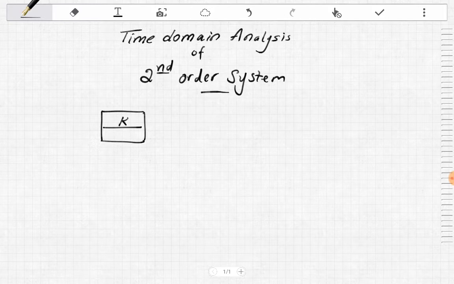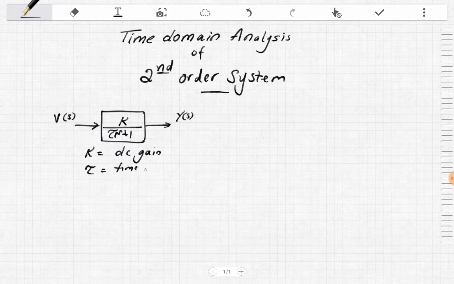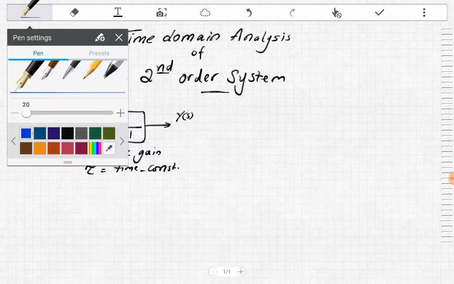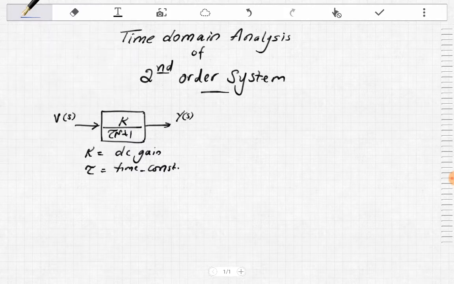in the standard form should be like that: K over tau S plus 1. That's the input. Let's call the input V of S, and that's the output Y of S. So the transfer function of first order is K over tau S plus 1, and we call K the DC gain, and tau is the time constant of the system.